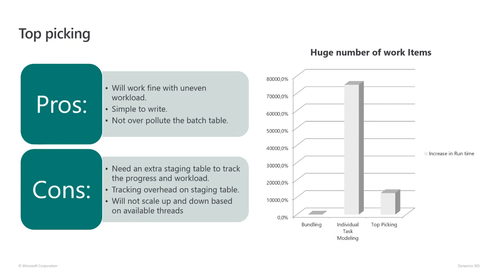In this graph on the right, you see the runtime behavior of a very large workload with a large number of work items, let's say 2 million work items here. And you can see that for a very large number of work items, neither top picking nor creating individual task model will scale. So I emphasize these principles or approaches, and there's a really good blog post series out there, and you find links to it at the end of this presentation.